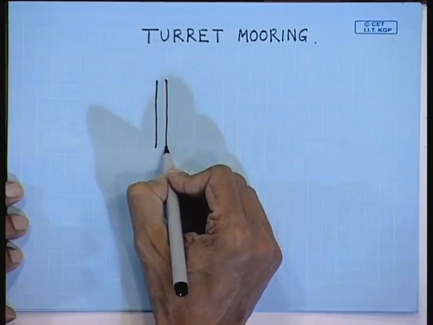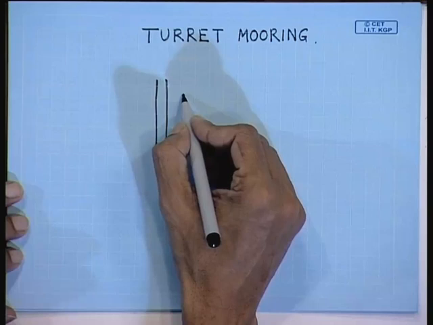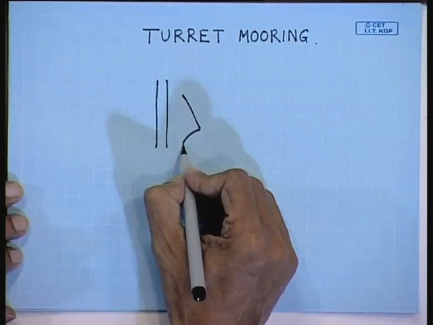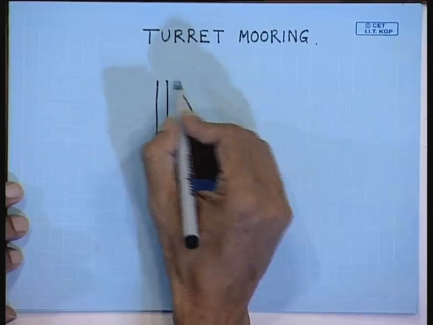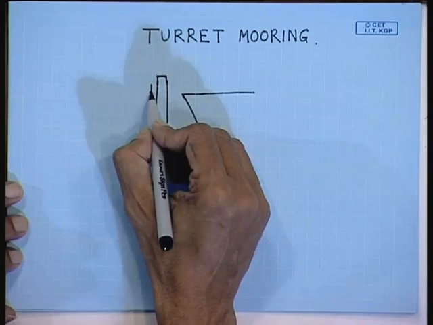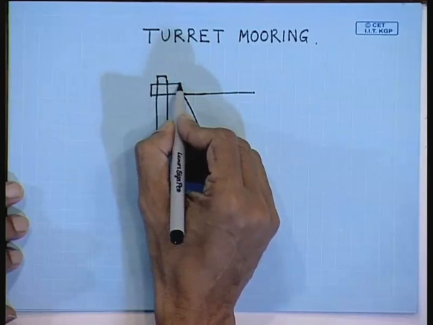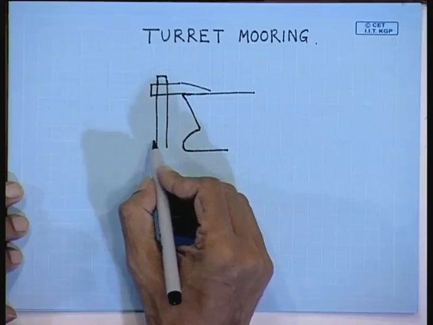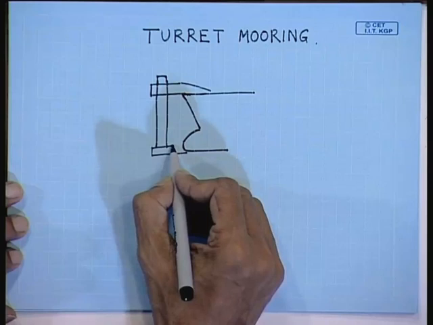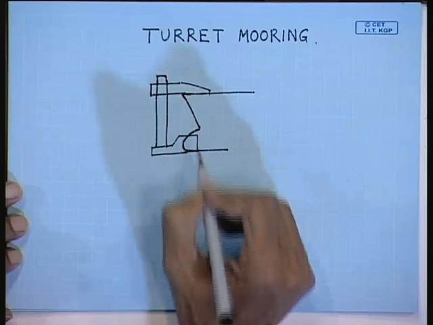So your tanker will be somewhere here. Now the advantage of this type of turret mooring is that the ship is literally clamped to your moorings. There is no chance of the hose getting damaged. So this is a combination of a mooring along with a yoke. You have to make a structure like this which fits snugly to the bow of the ship.